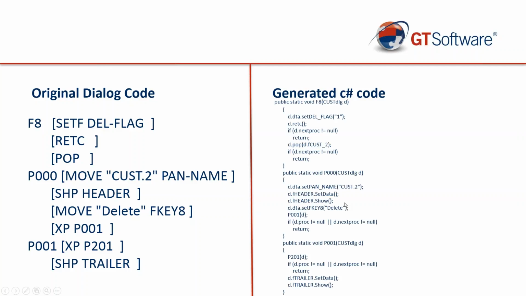The generated C# code that comes out of that, again, it may look a little scary at first, but in truth, it's pretty logical. Even without knowing C#, someone who doesn't know C# can kind of get a feel for what this really means. For instance, down here, I'll start at the bottom. We're going to set the data method for the trailer object. We're going to show the trailer. Up here, if the next procedure is not equal to null, we're going to return, as we would over here.